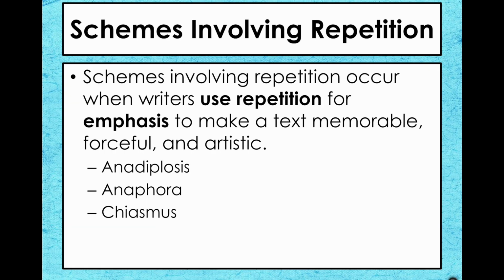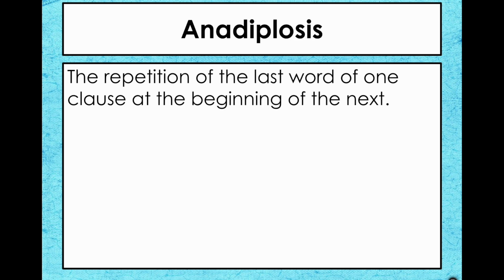All right, schemes involving repetition. We have anadiplosis, anaphora, and chiasmus. So these use repetition for emphasis to make a text memorable, forceful, and artistic. So anadiplosis is the repetition of the last word of one clause at the beginning of the next.